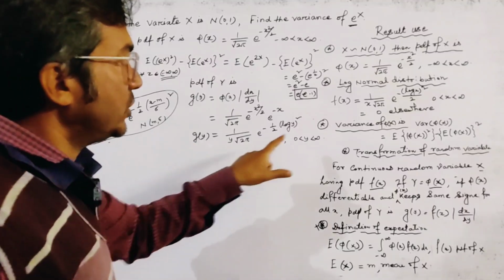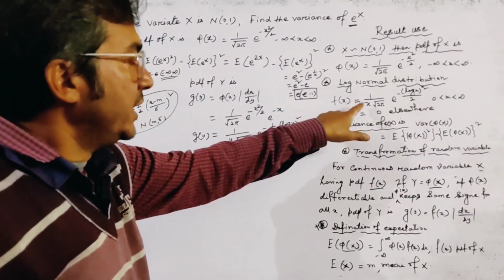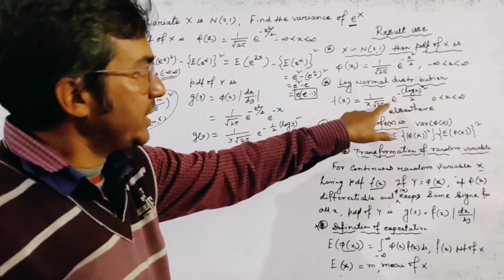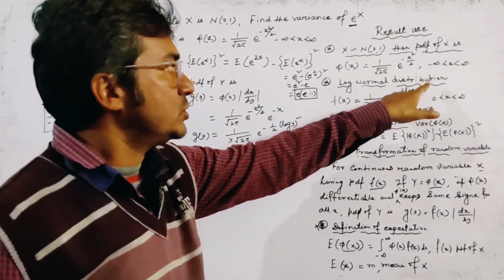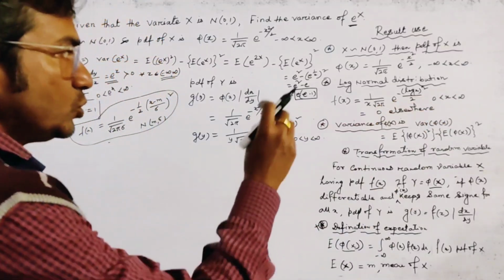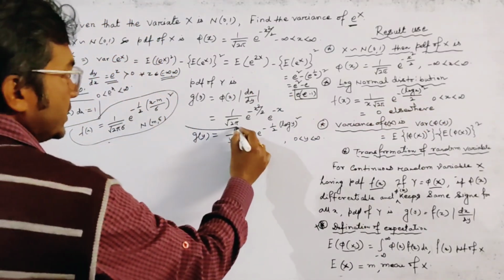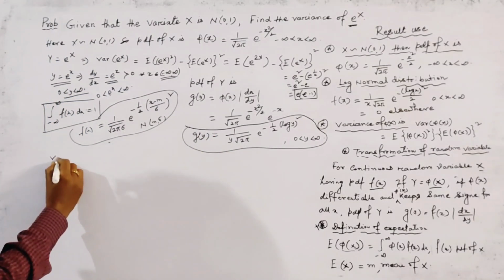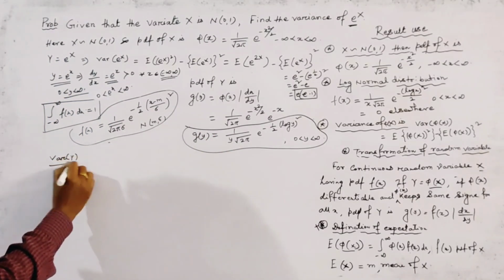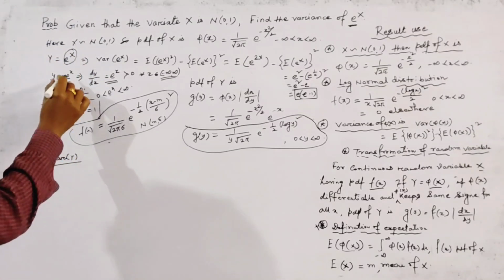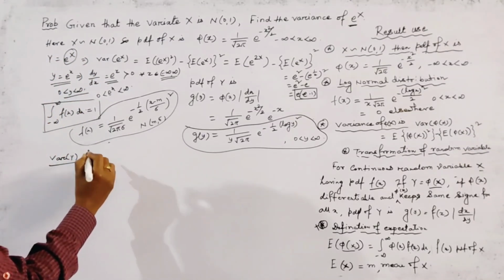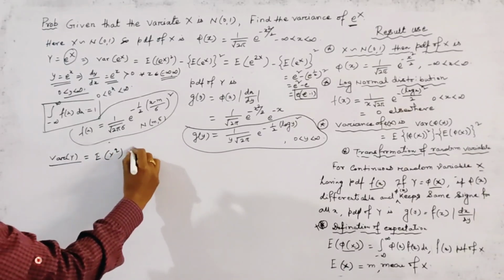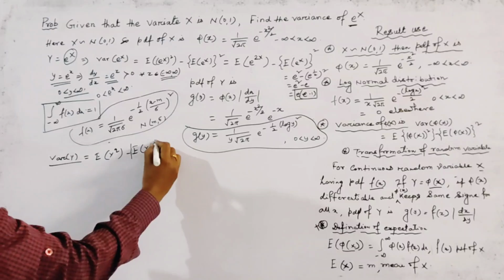And this is nothing but the log normal distribution. Clearly it is the same as this: 1 by x into root 2 pi e to the power minus log x whole square by 2, with range 0 to infinity. So we get the distribution of y. Now we have to find var y, because we have to find the variance of e to the power x, that is the variance of y. So we have to find expectation of y square minus expectation of y whole square.